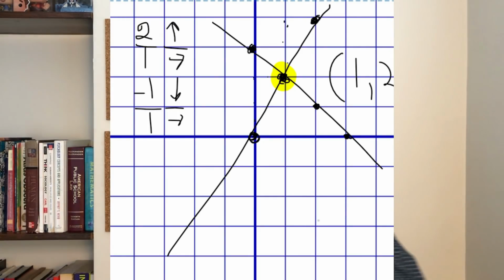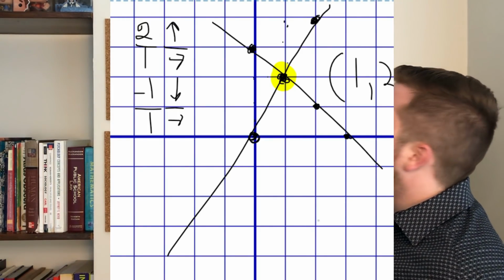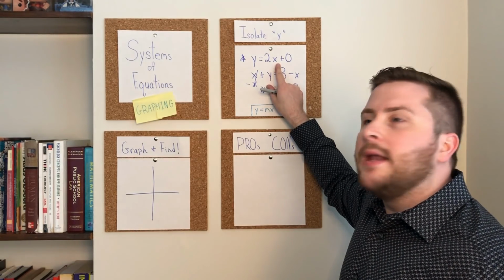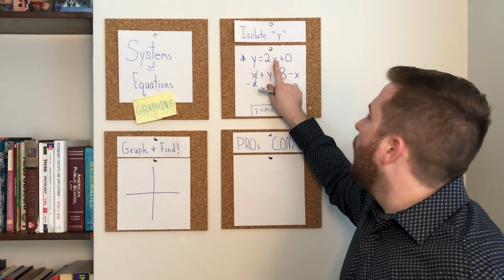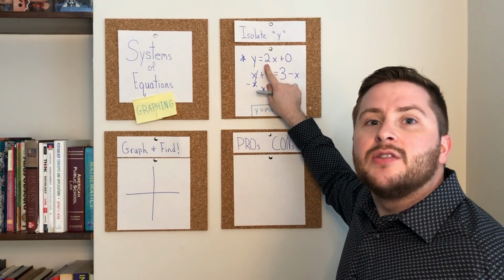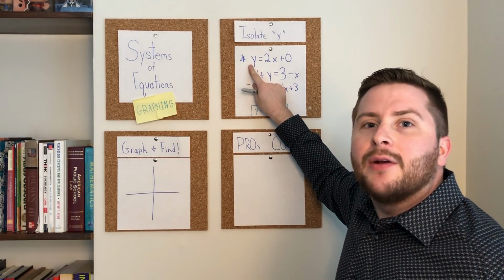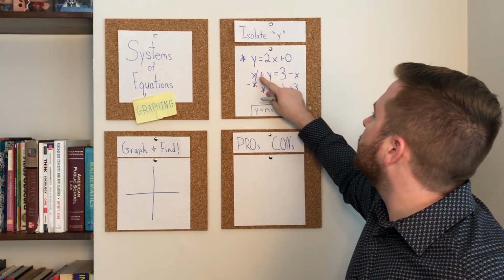So let's see if this makes sense. If I go back to my original, if I say that x is 1, I can plug it in. 1 times 2 is 2. Is my y equal to 2? It is. Let's see if it works for the second one.